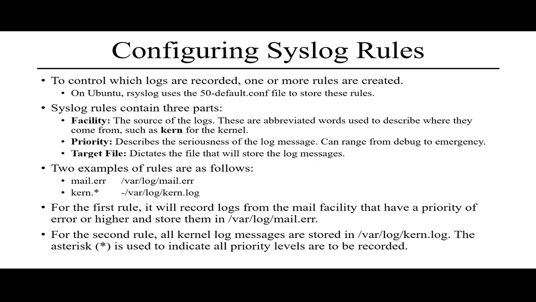So, configuring syslog rules. To control which logs are recorded, one or more rules need to be created. Rsyslog on Ubuntu uses the 50-default.conf file to store these rules. These rules have three parts. There's facility, which is the source of the logs. These are abbreviated words used to describe where they come from, such as kern for the kernel. Then there's priority, which describes the seriousness of the log message that you want to keep. Like, if you want to keep emergency logs, you can mention that. And then target file. This dictates the file that you're going to store these log messages in.